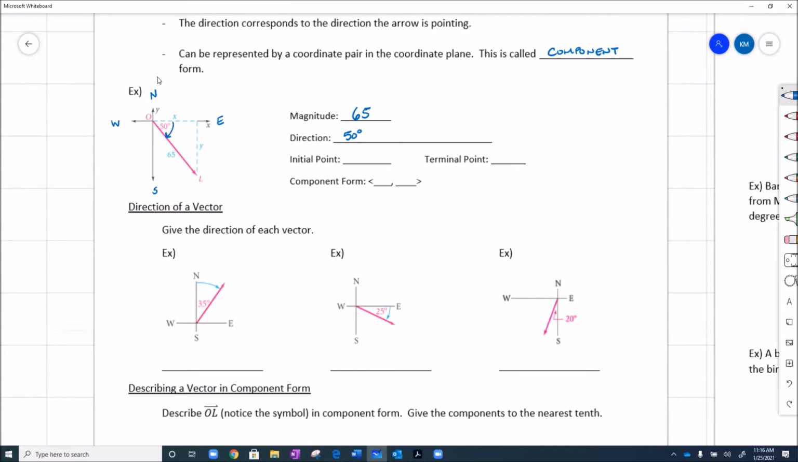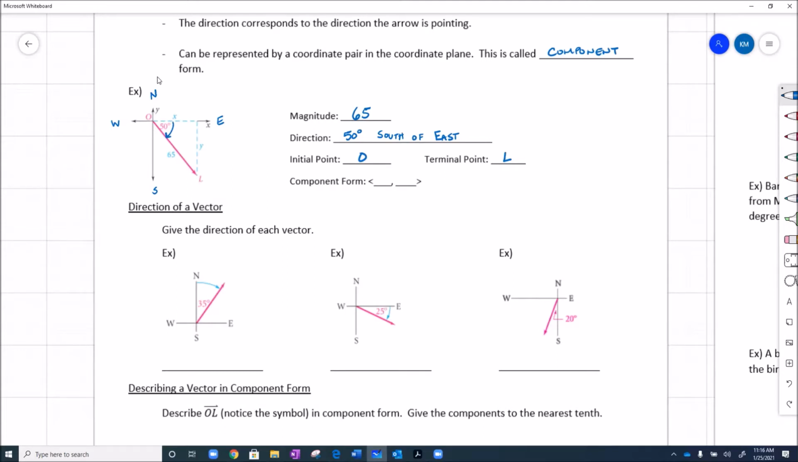Okay, and then what we do is we look at the direction it's going from the direction it started. Okay, so it's going south from the west. So we call it 50 degrees south of west. Sorry, I said south of west. South of east. It's going south starting at the east. So 50 degrees south of east. Our initial point was O. Our terminal point is L, right? Because it's starting from here to there.